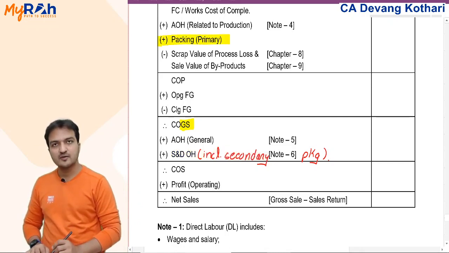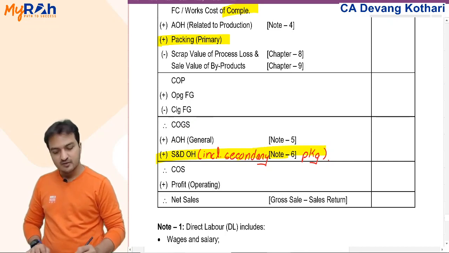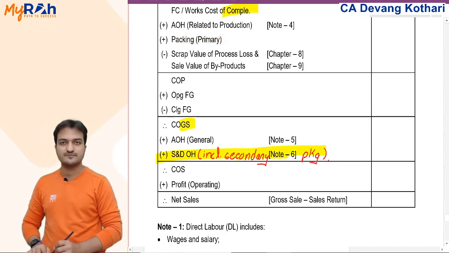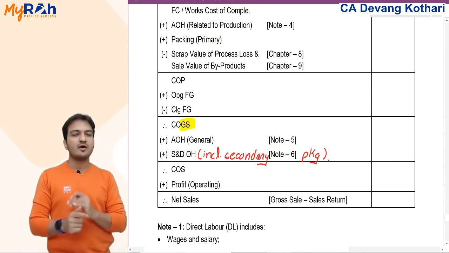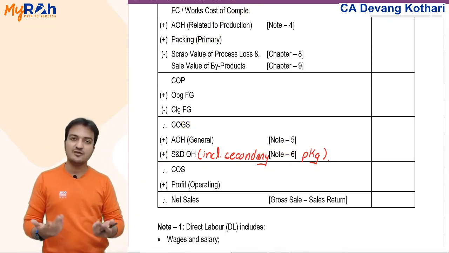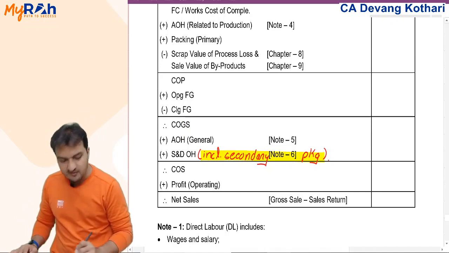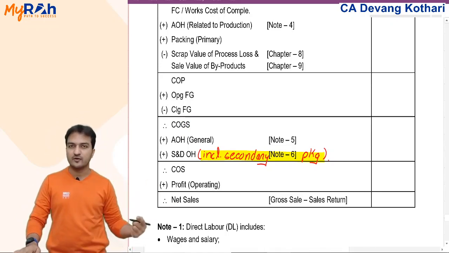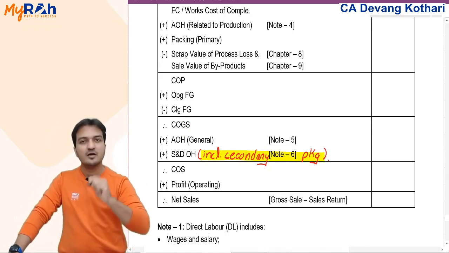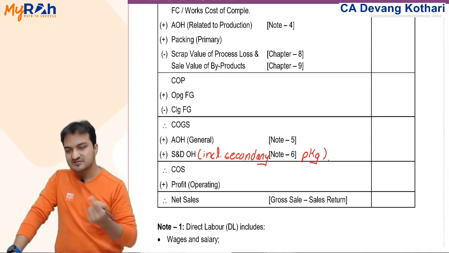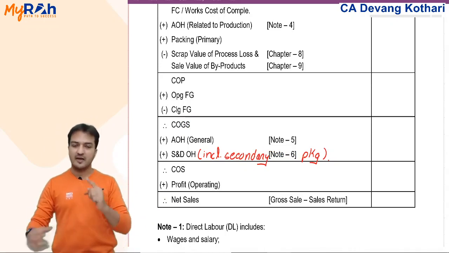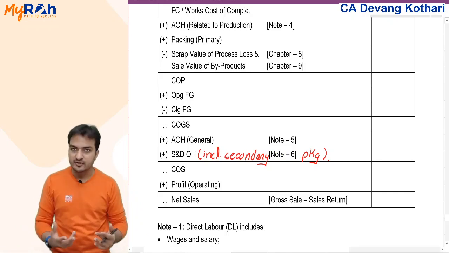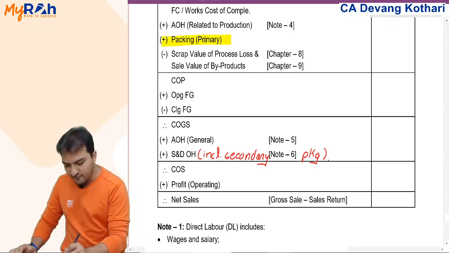Look at the difference. Primary packaging is incurred on all completed units. Secondary packaging is incurred on only the sold units. That is where both the things differentiate. Generally, if you are not told anything, then you assume that the packaging is secondary packaging, put them under selling overheads. But if the question specifically mentions that it is primary packaging, or it specifically mentions that packaging is incurred on all production units, then you take that over here.